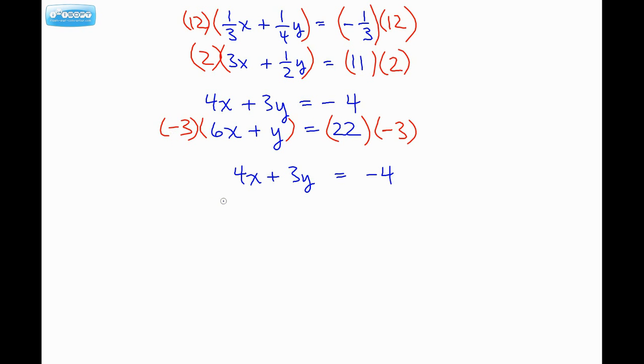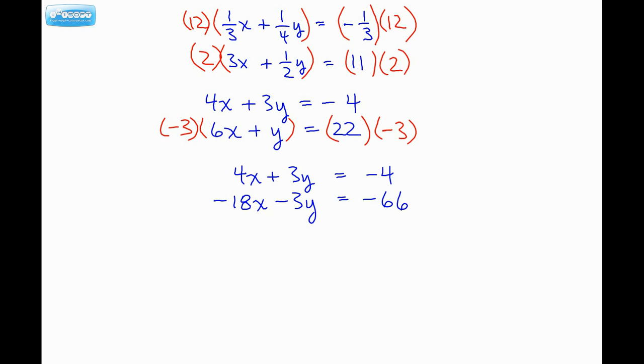But this will give me -18x, and -3 times y is -3y. Notice how the coefficients for y are now equal by size, but opposite in sign. And this is -66. All right, we are home free.